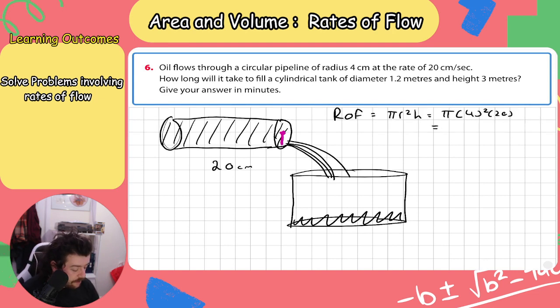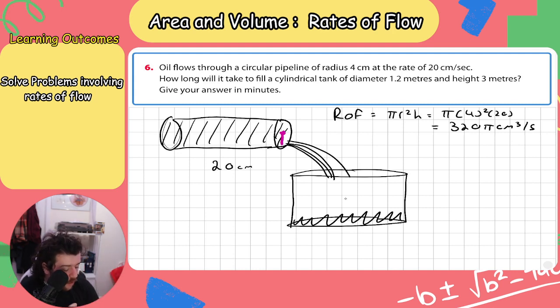So it's going to be 320 pi centimeters cubed per second. So water is running out of this pipe at 320 pi centimeters cubed per second. So for every second that passes, 320 pi centimeters cubed of water rushes out of this pipe.